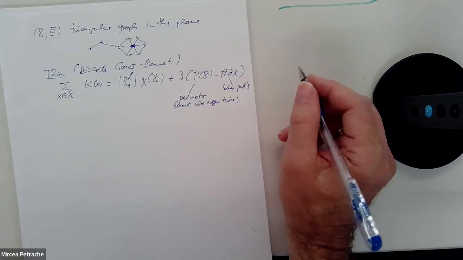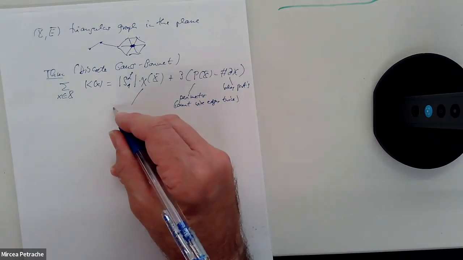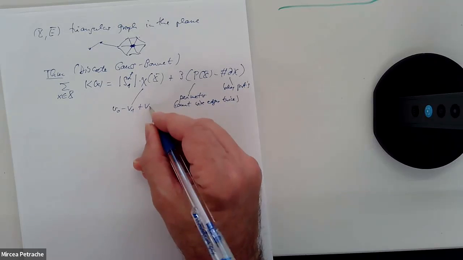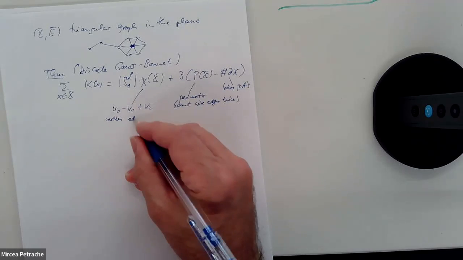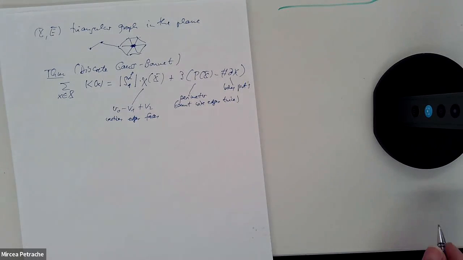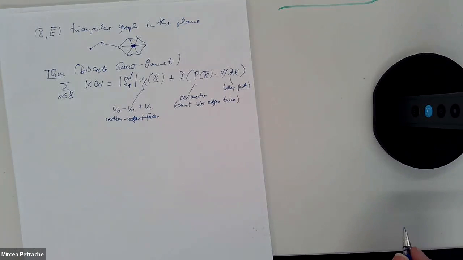And then that's the Euler characteristic here. So it's just the number of vertices minus the number of edges plus the number of faces. So vertices, edges, and faces. So that's the Euler characteristic here.